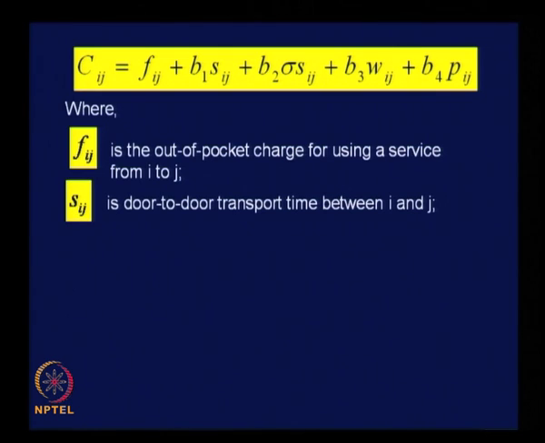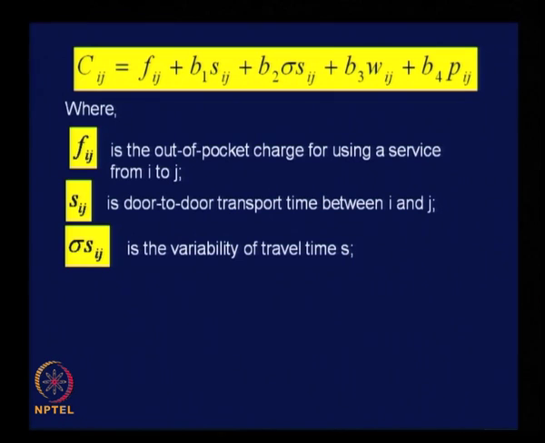And Sij is door to door transit time between I and J, that is also definitely a factor, because time is money and we have to consider time as a factor while working out generalized cost even in goods transportation. And this is an interesting aspect. Sigma Sij is the variability of travel time. Why this variability of travel time is a major factor, and why we are not taking variability of time in the case of passenger transportation?